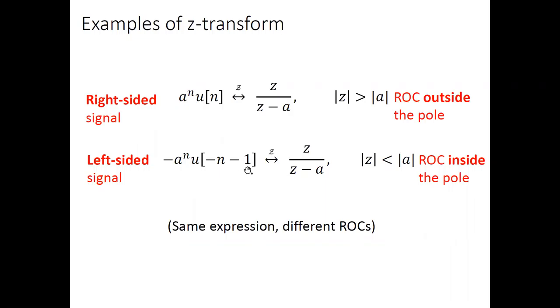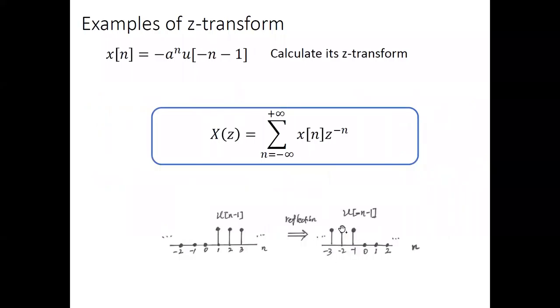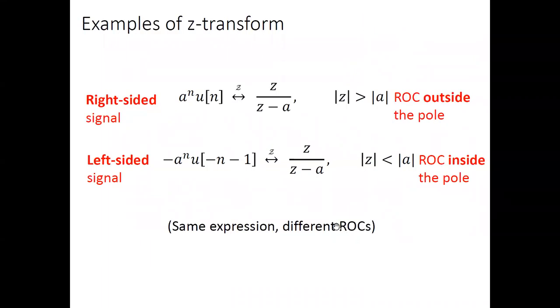And u of minus n minus one equals one from n equals minus infinity to minus one. So we call this signal a left-sided signal. Right? We plot it in this way. It is left-sided, only non-zero on the left. So we have this general observation that when we have a right-sided signal, its Z transform has an ROC that is outside of the pole. When we have a left-sided signal, the Z transform has an ROC that's inside the pole. Remember that in the Laplace transform, when the time domain signal is right-sided, the ROC is to the right of the pole, to the right of the vertical line at the pole. If it's left-sided, then the ROC is to the left. But for the Z transform, we are not talking about left or right. We're talking about outside or inside for the ROC.